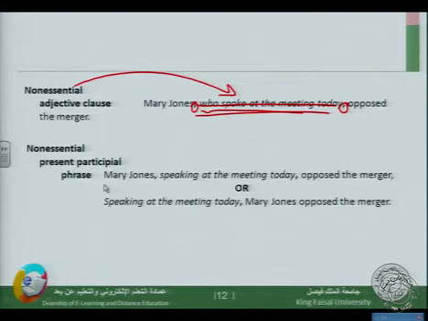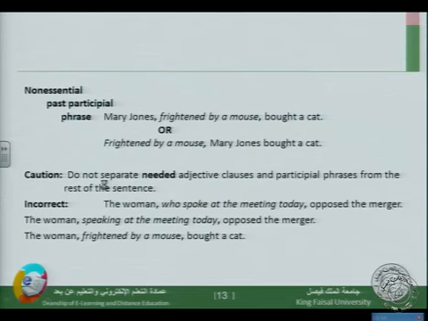That's why we called it non-essential. Also, non-essential present participle. Mary Jones, speaking at the meeting today, opposed the merger. Speaking, we talked about it, is a participle. We have past participle and present participle. If we delete this phrase, Mary Jones opposed the merger, it is a complete sentence, and that's why we called it non-essential present participle. However, if we have a non-essential present participle, we should put it between two commas, just like the adjective clause.